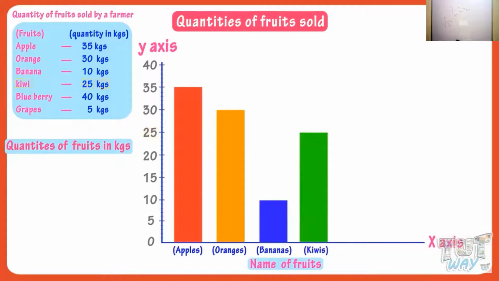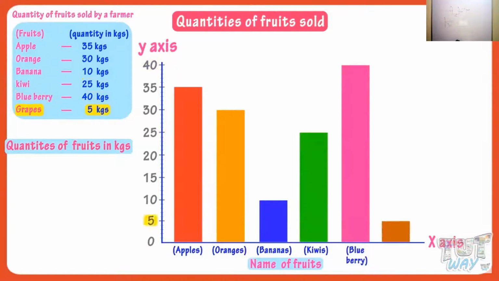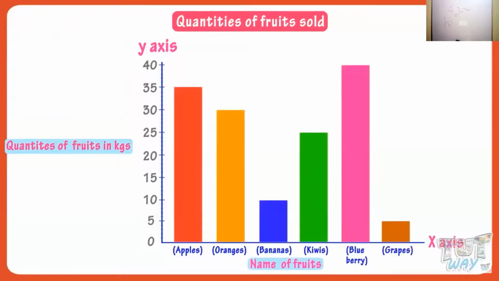Now next fruit is blueberry. Its quantity sold is 40 kg. So make a rectangular bar up to the mark of 40 and label it with blueberry. Now next fruit is grapes, and the quantity sold is 5 kg. So make a rectangular bar up to the mark of 5 and label it with grapes. And our bar graph is ready. This is the graph we just made. Now let's read it.